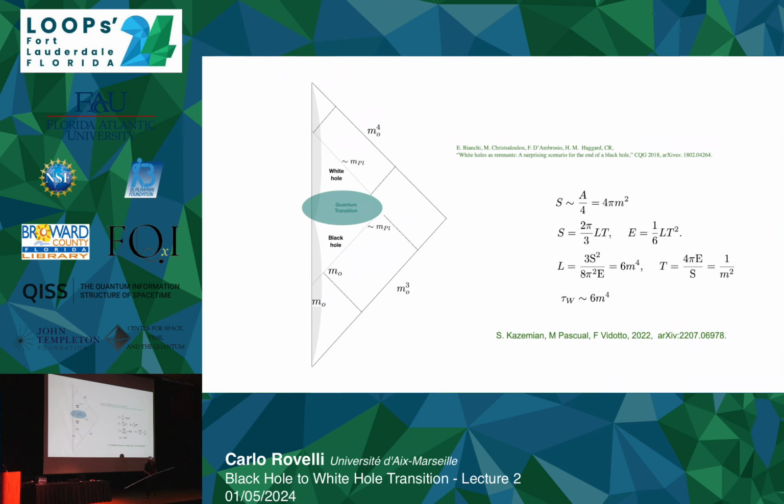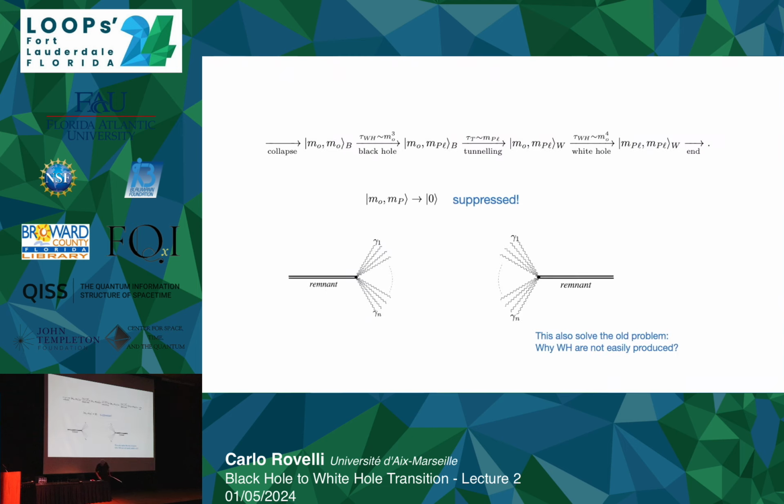So by conservation of information, one would expect the lifetime of the black hole, by Hawking theory, to be m cubed. The lifetime of the small thing, which comes after, you expect it to be m to the 4th. So this is a story.